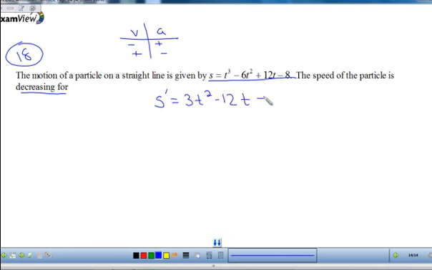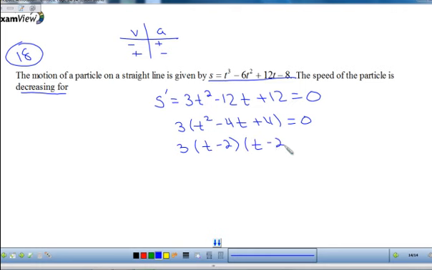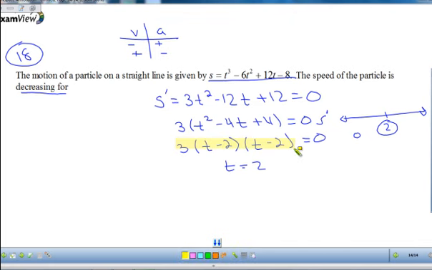Set it equal to 0. I'm going to factor out a 3. Okay, factor. So t is going to equal 2. Checking my first derivative, I'm going to check to the right of 2. So I'm going to do 0 and check my first derivative. To the right of 2, I'm going to have a negative and a negative, so that's going to be a positive.